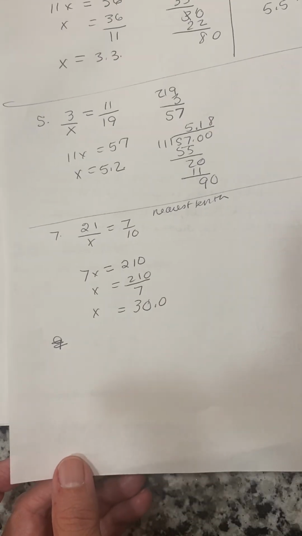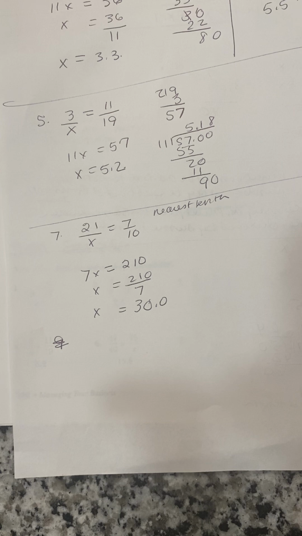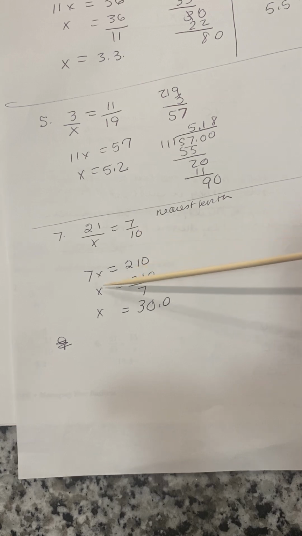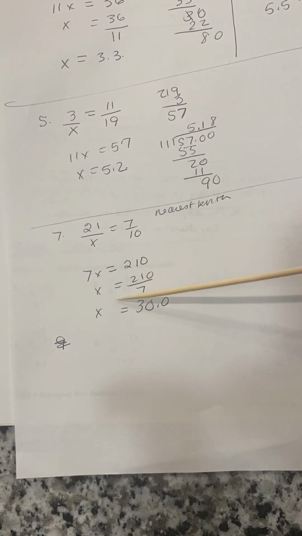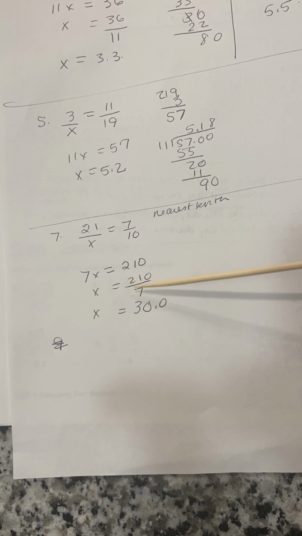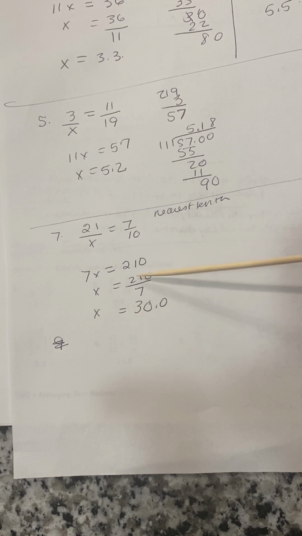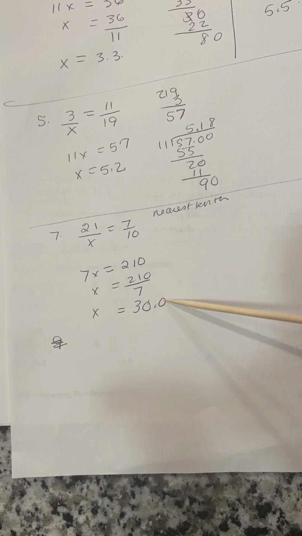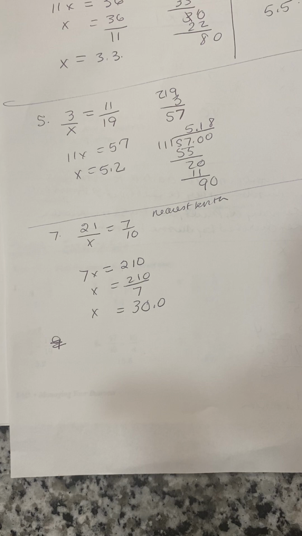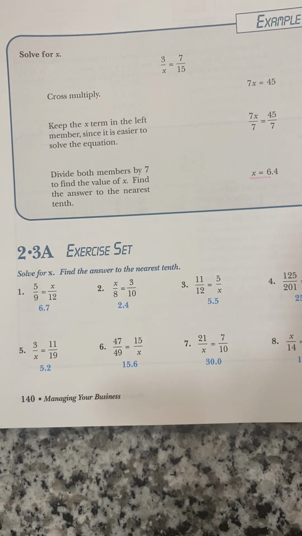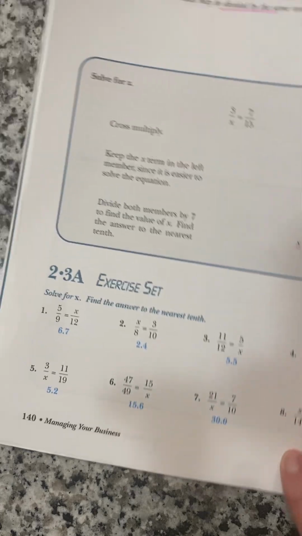Number 7, 21 over x equals 7x. That's how we do it. So 7x equals 21 times 10. This is an easy one. 7x equals 210. Then you're going to divide each side by 7. So x equals 210 divided by 7, which is going to equal 30. 7 goes 3 times, 7 times 3 is 21. They went to the nearest tenth, so you need to add that 0.0 at the end. Even though it's 30, add that 0.0 to the nearest tenth. These are pretty easy.